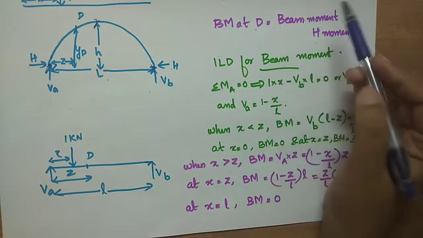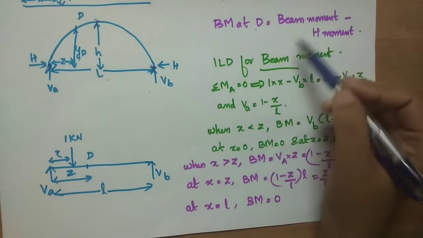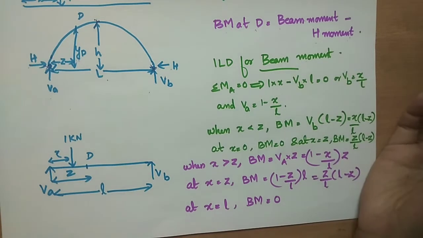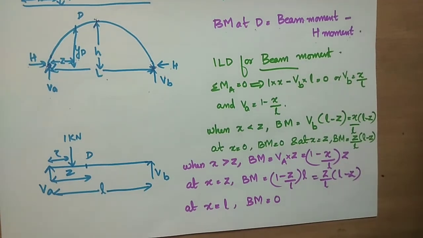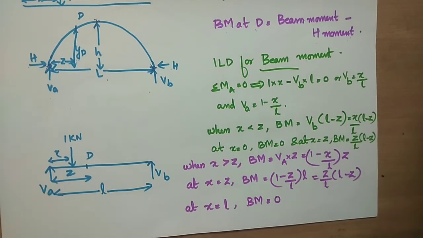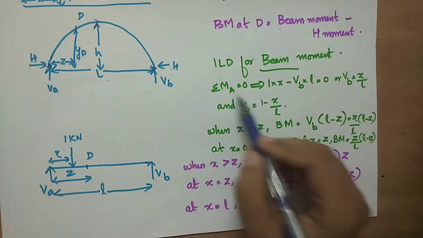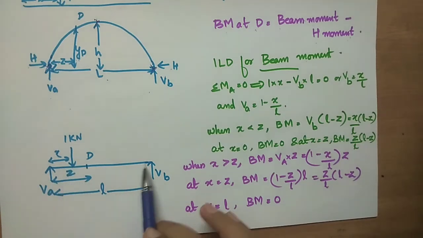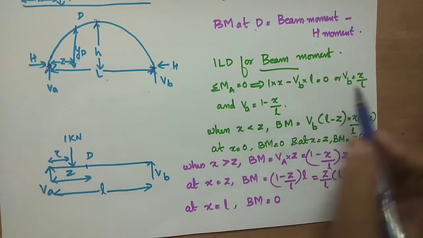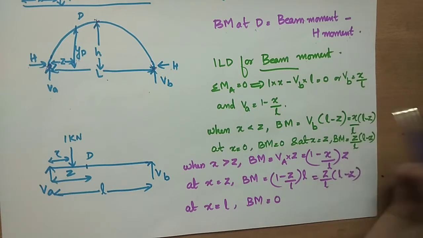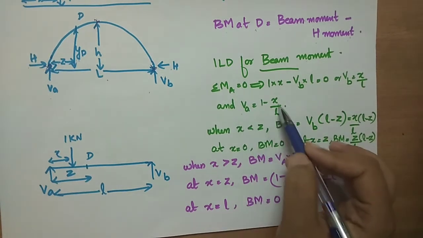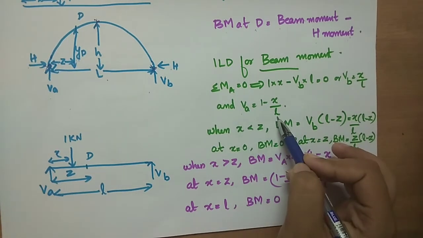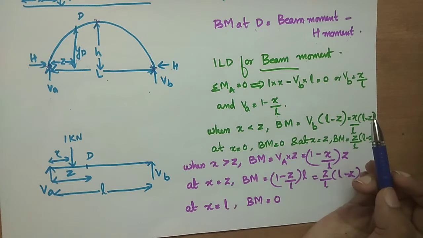at D. First of all, we will draw the ILD for beam moment, which we have already done in the 4th module, influence line diagram chapter. For that, first of all, we need to find out VA and VB. So taking moment about A, we get 1 into X minus VB into L is equal to 0, from which VB is equal to X by L and VA is equal to 1 minus X by L, since VA plus VB is equal to 1 kilonewton.